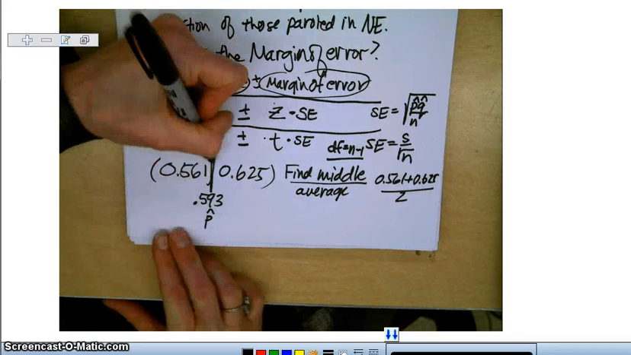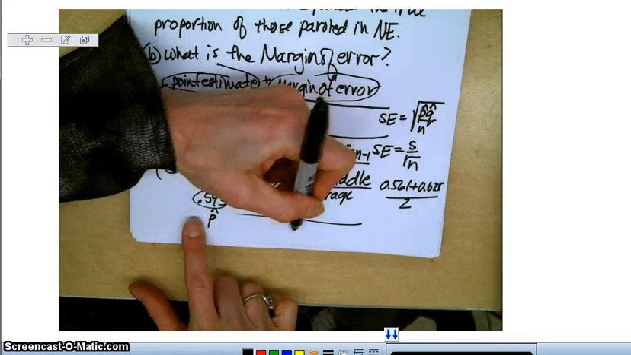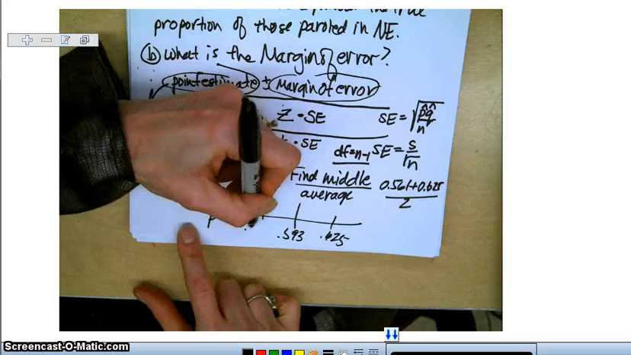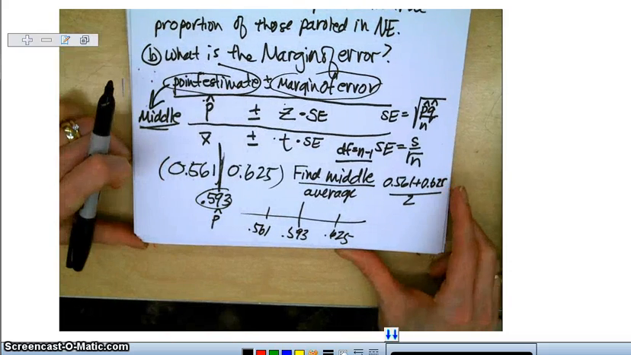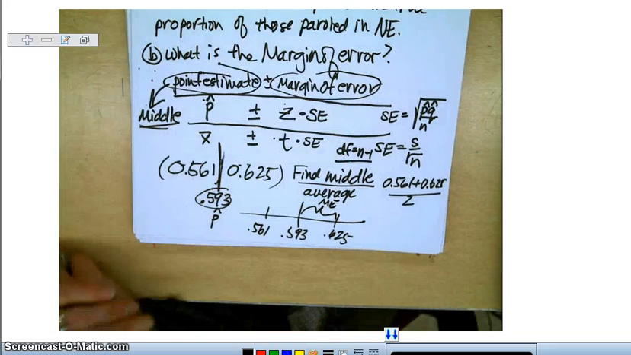Nope, this is the number that's in the middle of these two. So if you were to make a number line, here's 0.593, here's 0.625, here's 0.561. We're looking for from here to here. That's the margin of error. How do you find that?